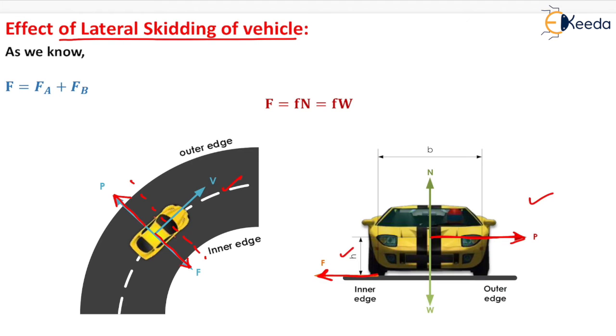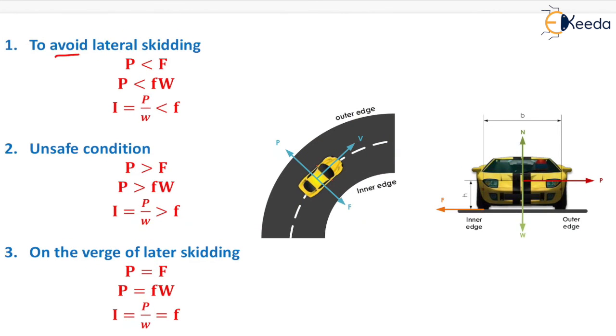This is the height, small h, and this is the width of the vehicle, that is B. Now the weight of the vehicle is acting in the downward direction like this and the normal will be acting in the upward direction like this. So F will be equal to FA plus FB, that is the friction at wheel A and friction at wheel B. We know that the value of frictional force will be equal to the coefficient of friction into normal, that is small f into N. Now in this case N will be equal to W, so we will write capital F equals small f into W. Now to avoid lateral skidding, that is the safe condition, P should be less than F.